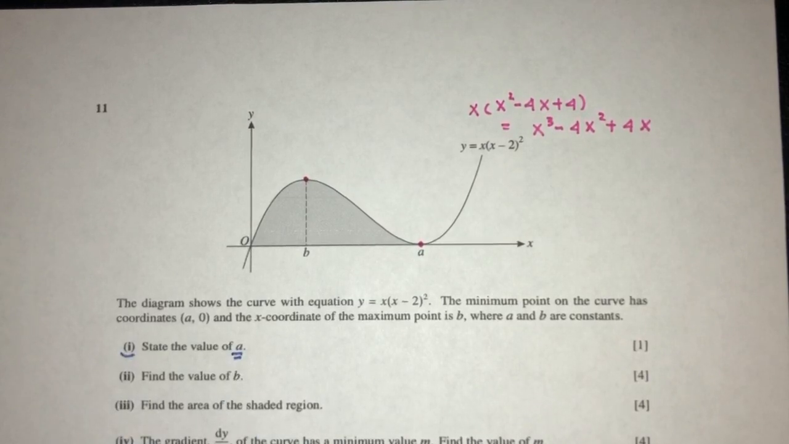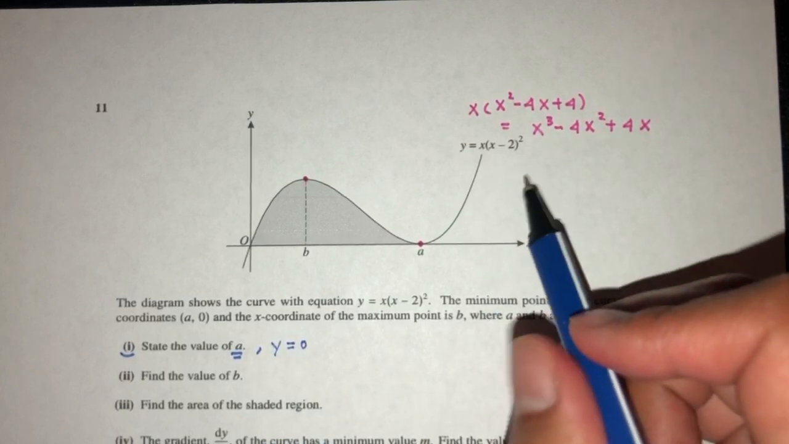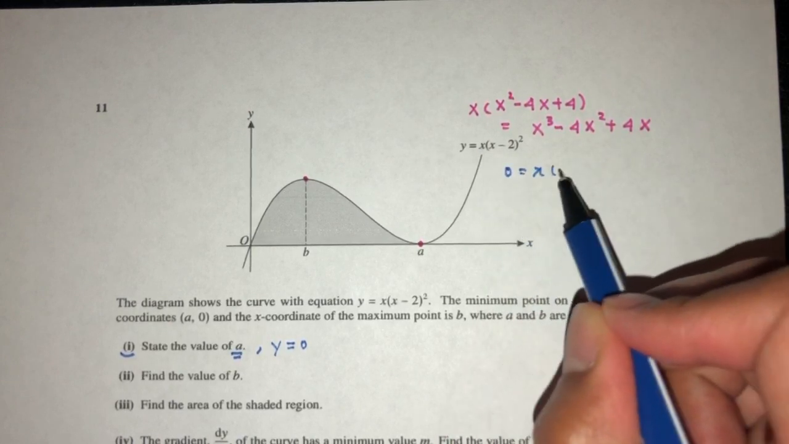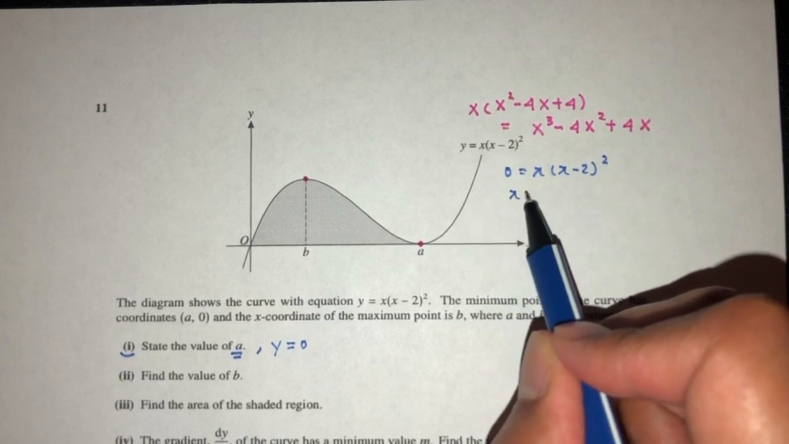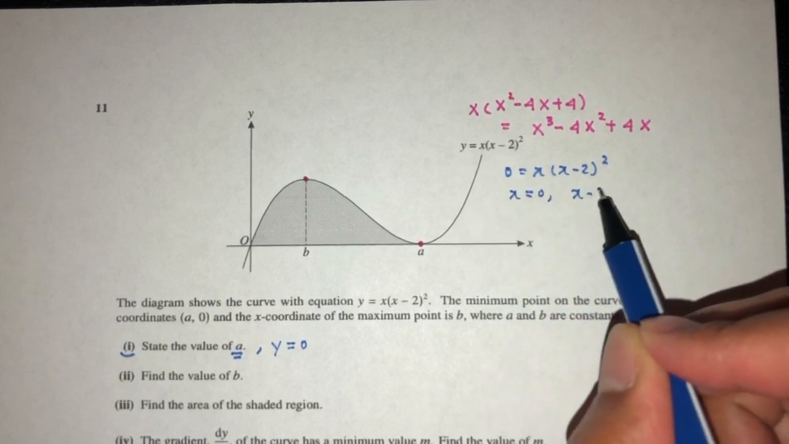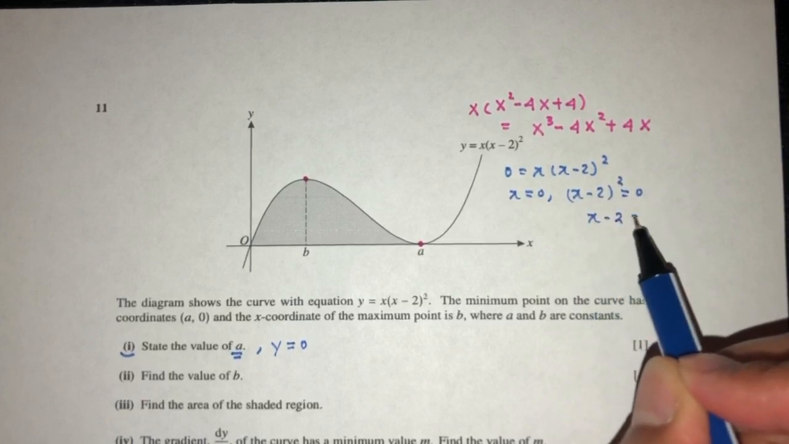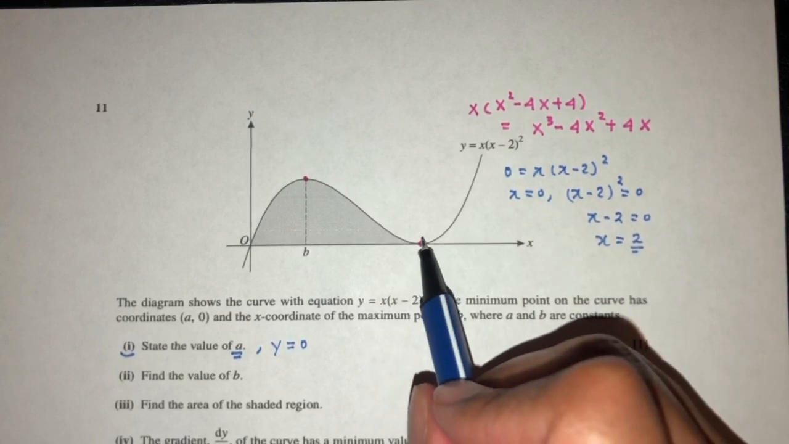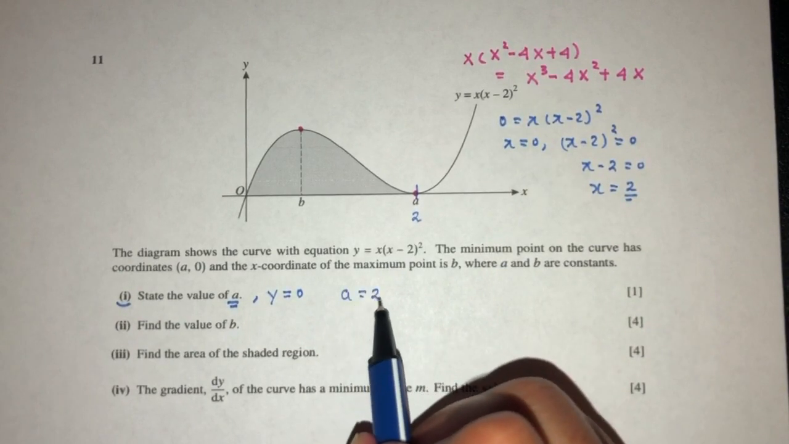So pretty easy. The value of A is on the x-axis when the value of y is 0. Replace back in your equation, you will have 0 equals x times x minus 2 squared. That will be x can be 0, or x minus 2 squared can be 0. So x minus 2 can be 0, so x can be 2. So this value here will be the value of 2. So A will be 2.